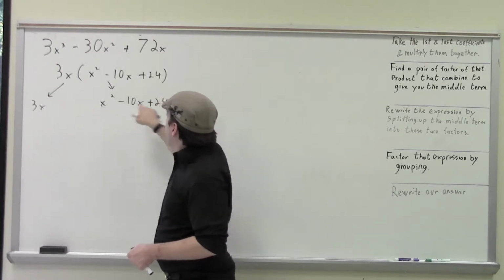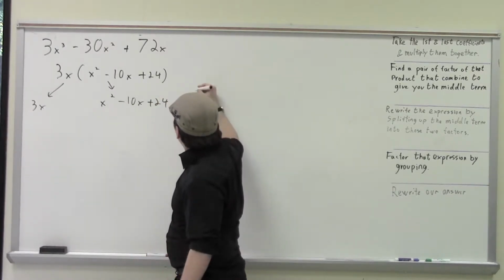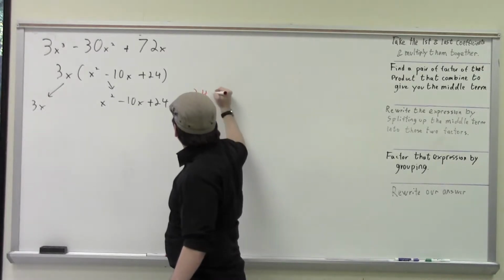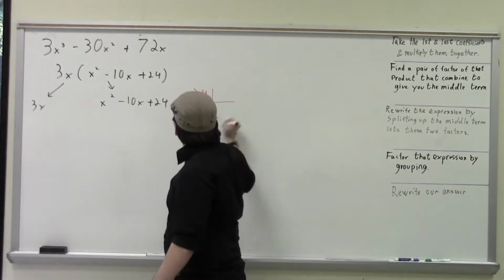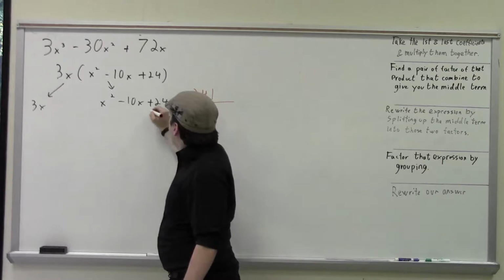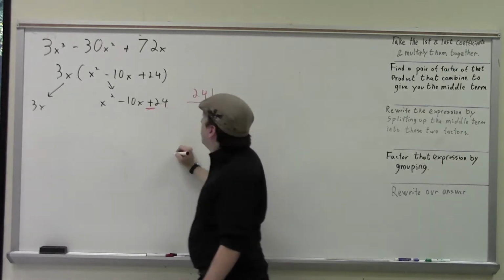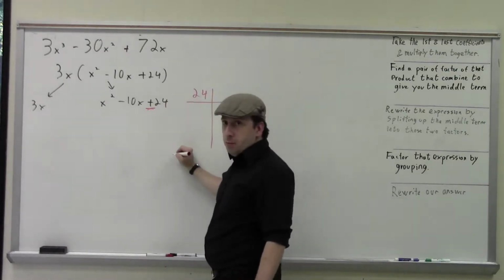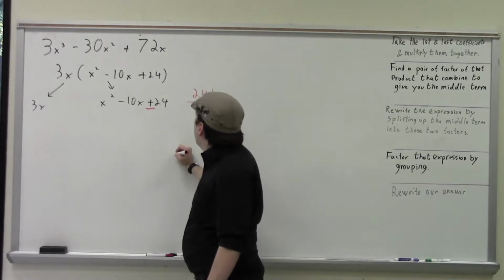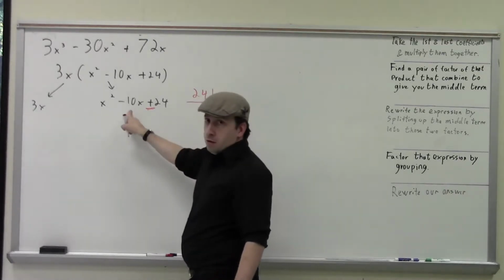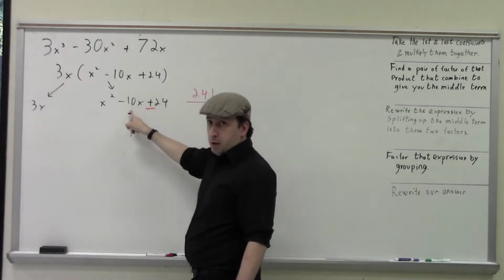by multiplying 1 and 24 together, which gives us 24. Okay. I'm looking for a pair of factors that add up to 10. Okay. And because this guy is negative, they're both going to be negative.